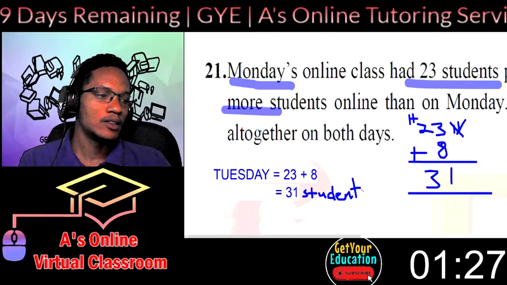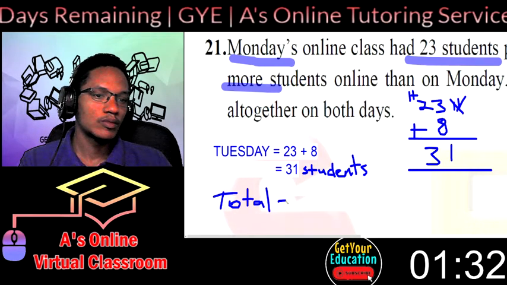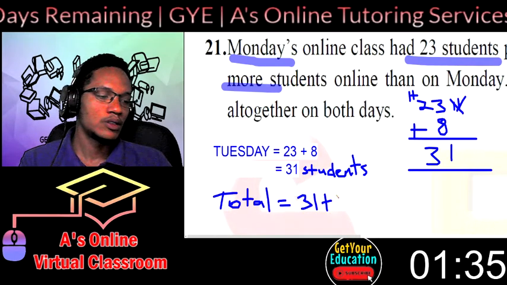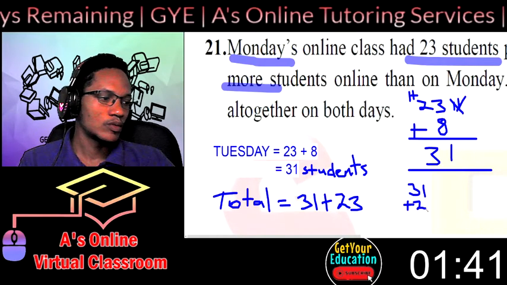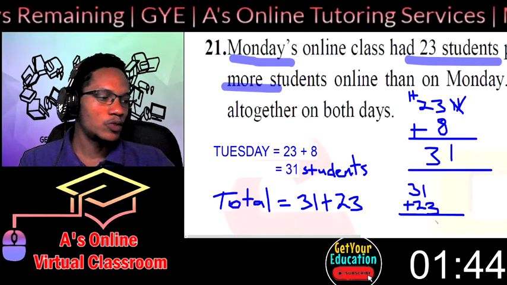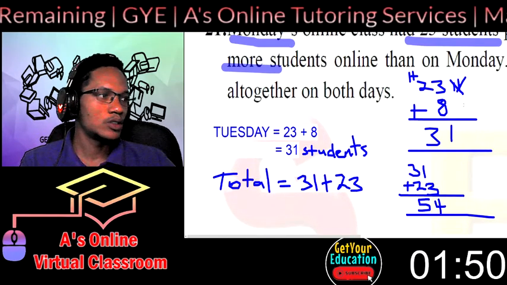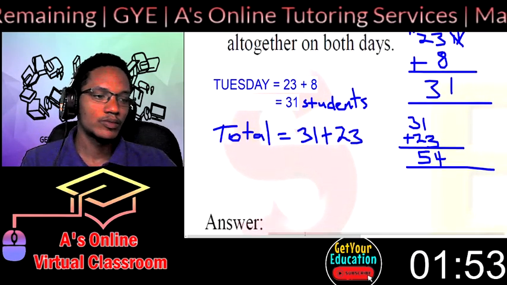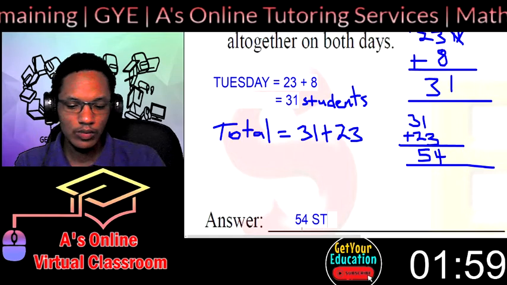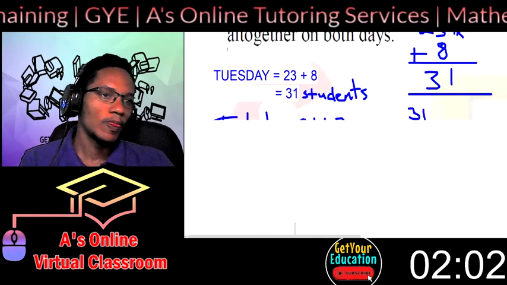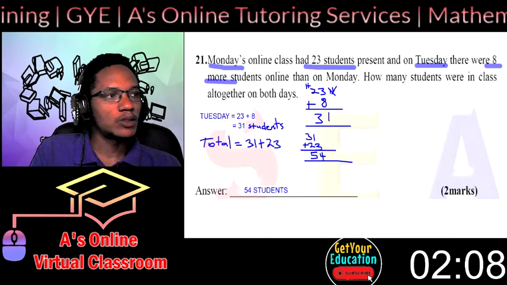So altogether, the total on both days will be 31 plus the 23. One plus 3 is 4, 3 plus 2 is 5. So that's 54 students in total. Alright, that's the first question. Let's go on to the next one.